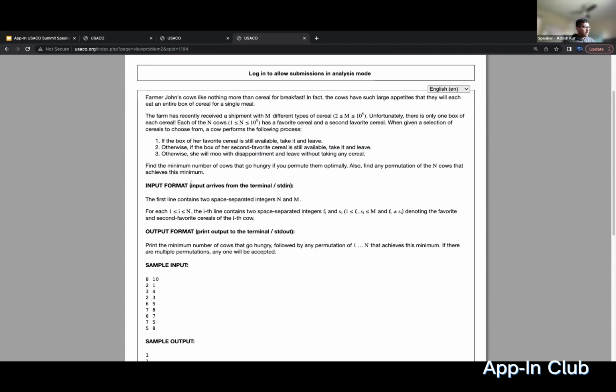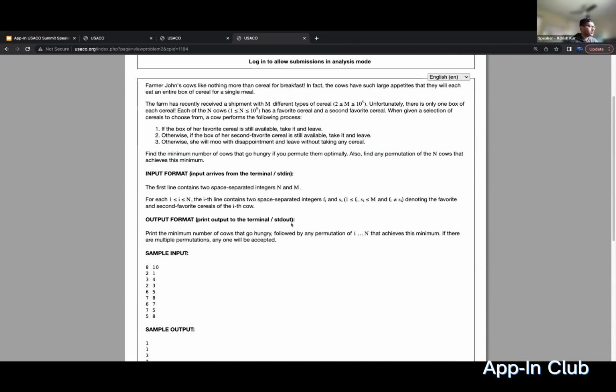This line over here is what made it seem really daunting, because in addition to the minimum number of cows, we're also supposed to find the permutation. So that killed a lot of motivation in this contest.